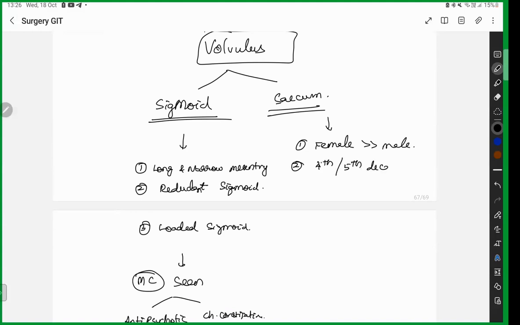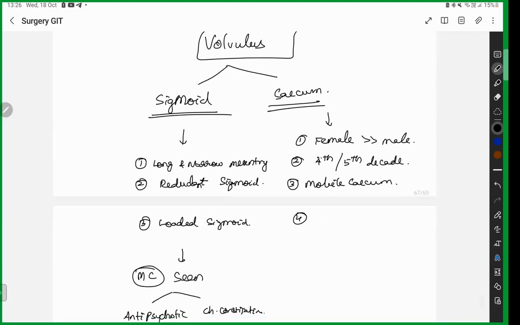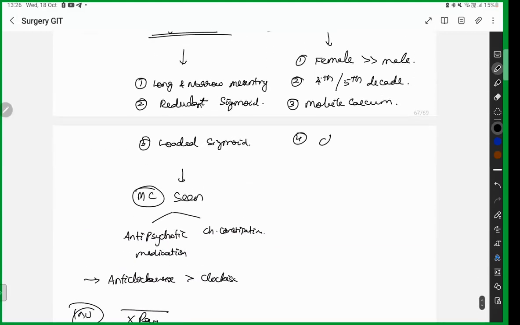This arises in the 4th and 5th decade, and you're going to have a mobile cecum, and this is going to rotate. The one previously we discussed, sigmoid colon, rotates in an anti-clockwise direction, whereas this rotates in a clockwise direction more than anti-clockwise direction. This is very important.